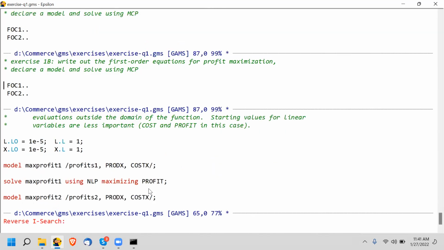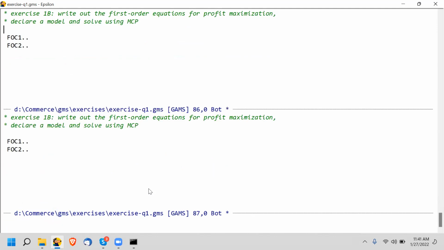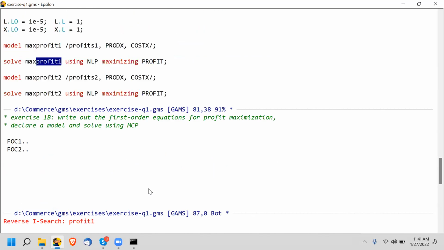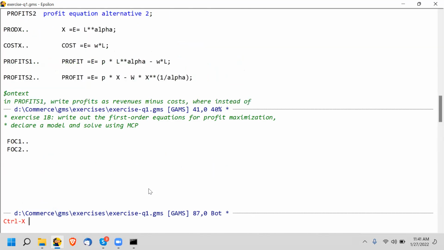So now I have profit one. If I'm going to split the screen, I go like this, I go back here, I search for profit one. So I'm going to look back. So there's my, what was it? Profits one. So there's my first equation. So the first order condition for one is going to be that P times alpha times L. Hold on, do 1B real quick first.